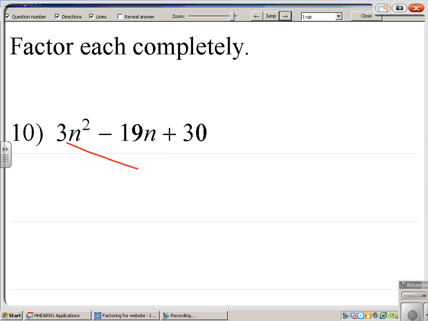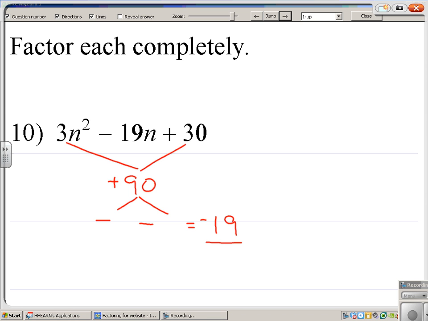Okay, 3 and 30. I think I'll go ahead and multiply these out. I'm not too intimidated by 90. I need factors of 90, positive 90, that add up to be negative 19. And boy, these ones are pretty obvious, I think. But I definitely need two negatives to multiply to be a positive and add up to be a negative.